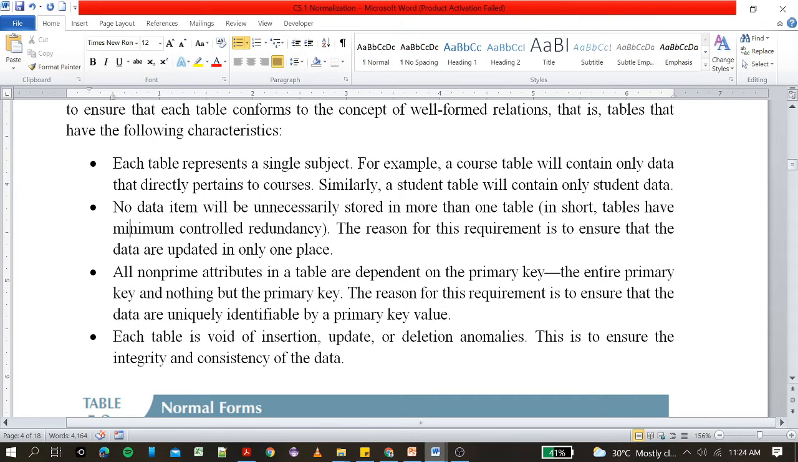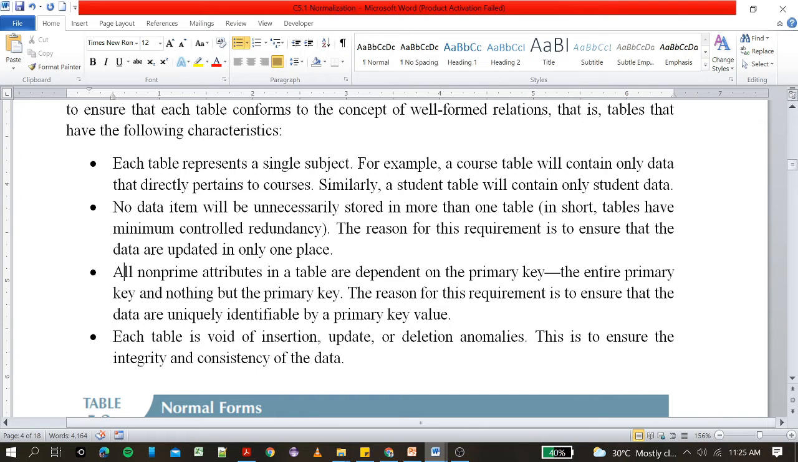Okay? So, number 2, no data item will be unnecessarily stored in more than one table. In short, tables have minimum controlled redundancy. Ito yung lagi natin sinasabi na when storing a particular data on our database, dapat sa iisang table lang siya. Hindi pwedeng ma-store yung data na yon sa higit sa isa pang table. The reason for this requirement is to ensure that the data are updated in only one place.